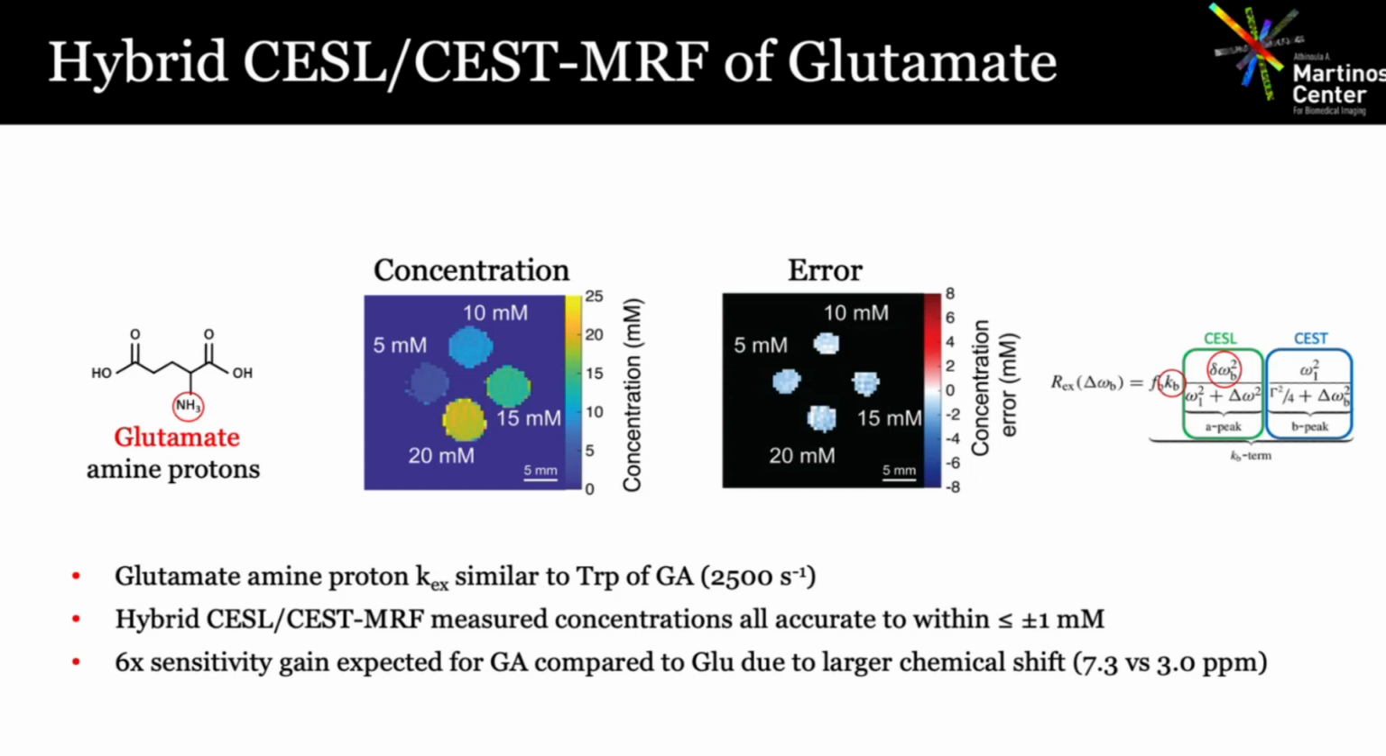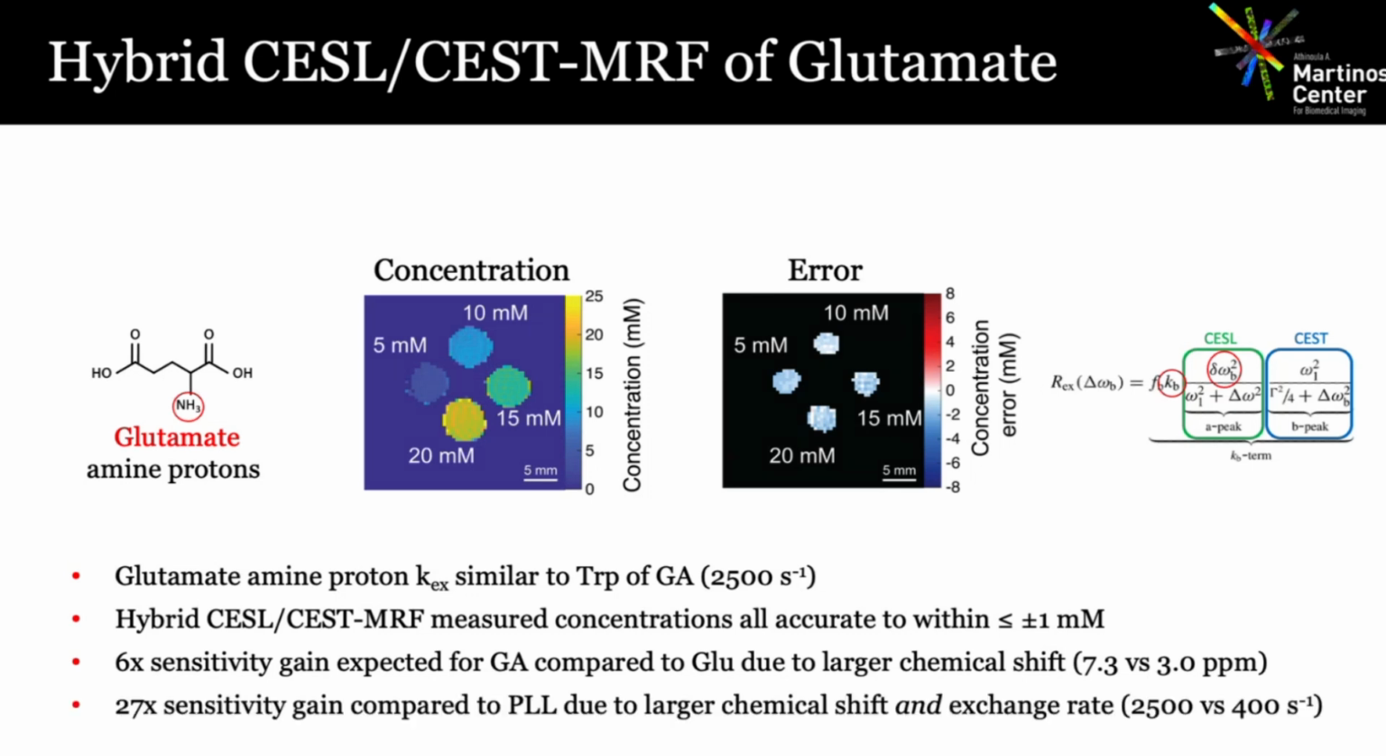Glucoamylase has a much larger chemical shift, so it should be even more sensitive for the glucoamylase, because again, it goes like the square of the chemical shift. Or if we compare it to polyl-lysine, we not only have a faster exchange rate, but we also have a much bigger chemical shift. So we should get much better sensitivity. And so we're now working on trying to do this sort of hybrid approach for the glucoamylase as well.